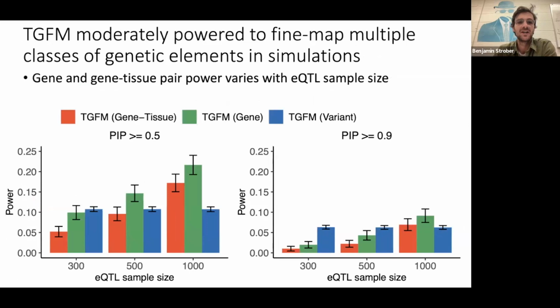In addition to that, here we're showing not calibration, but how TGFM does at fine mapping gene tissue pairs in red, genes in green, and non-mediated variants in blue at two different PIP thresholds, and what power it has, which we're showing on the y-axis. And what you can see is power to fine map gene tissue pairs shown in red and genes shown in green increases with eQTL sample size, which is expected. As you have more eQTL samples, you should be more confident to fine map which gene tissue pair is causal. But as you can see, the ability to fine map a non-mediated variant is independent of eQTL sample size.